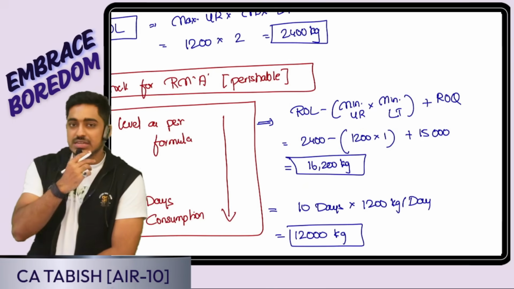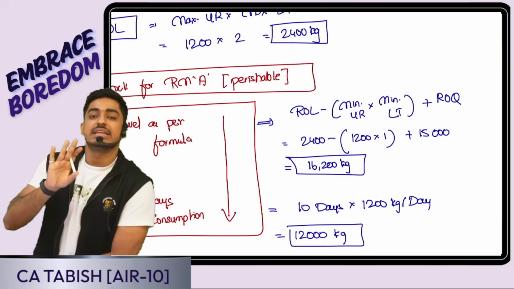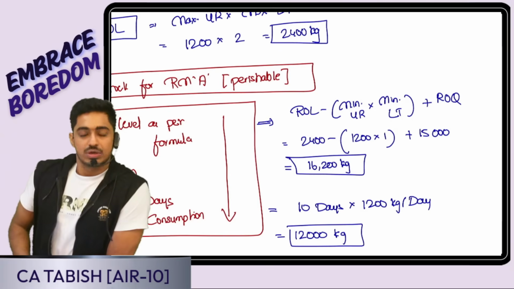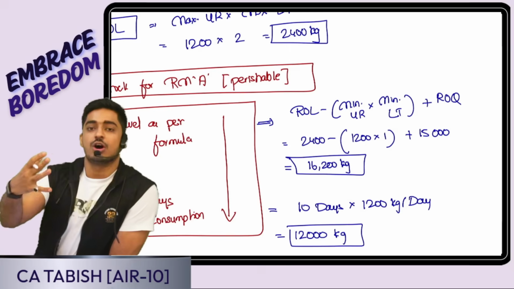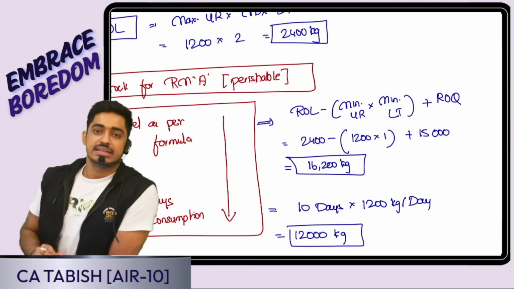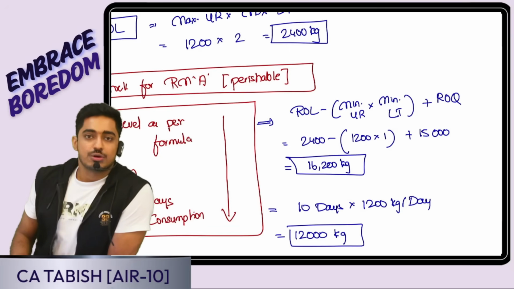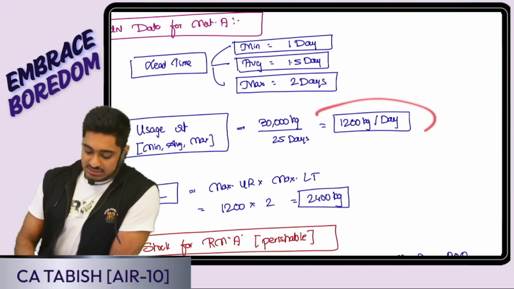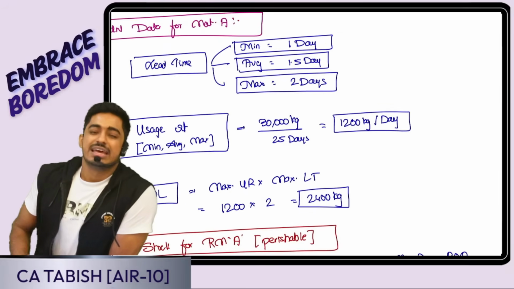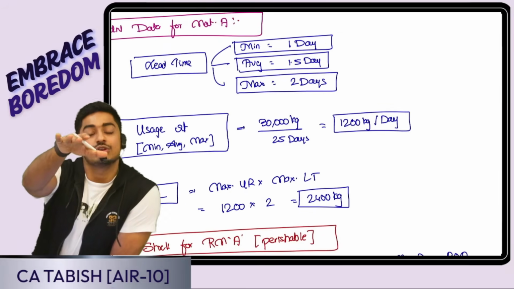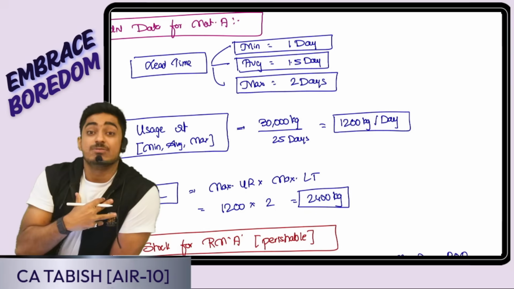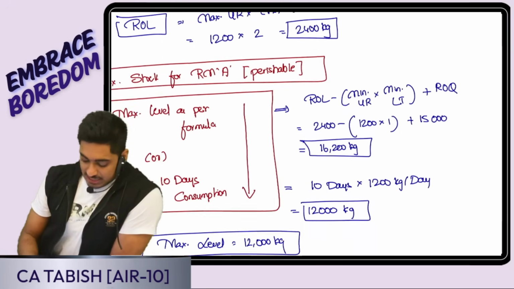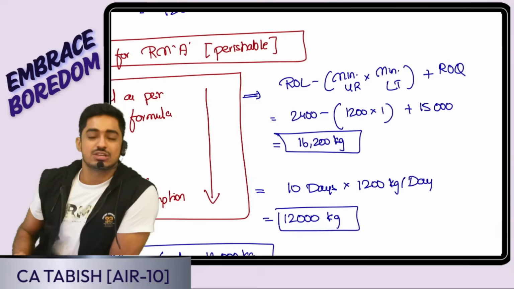But tell me one very simple point, students. Raw material is perishable in nature. Maximum for how many days can I use the raw materials? 10 days I can use my raw material. Yes or no, everyone? Perfect. And tell me, in a day how much raw material am I using? 1200. That means tell me, maximum how much raw material A will I think of keeping? Yes, if I follow the formula, it will come to 16,200.